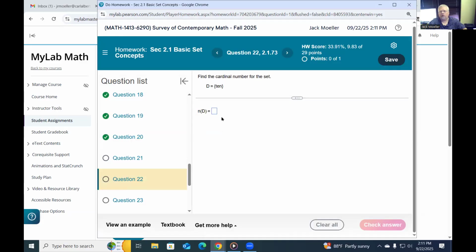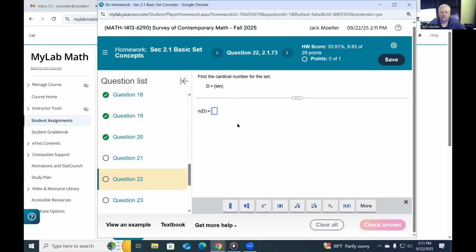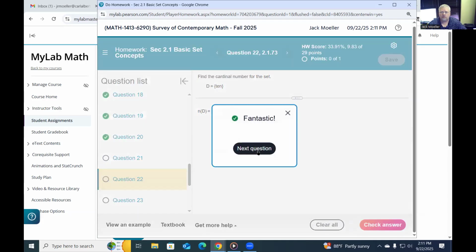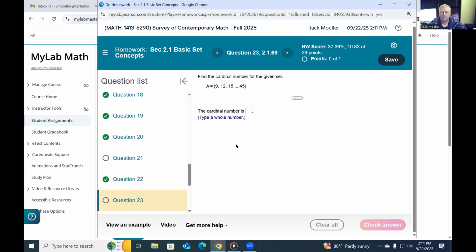Find the cardinal number of this set. D is the set 10. So how many elements are in that set? Don't say 10. It's a number of elements. There is only one number there. So the cardinality is 1.